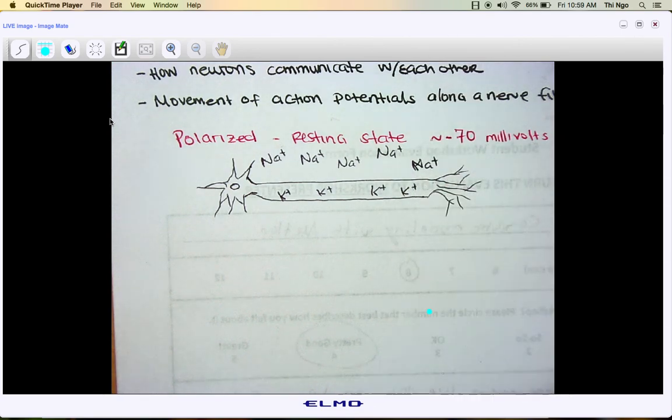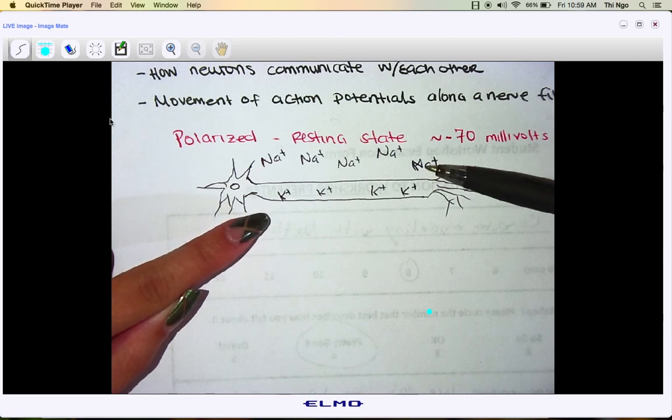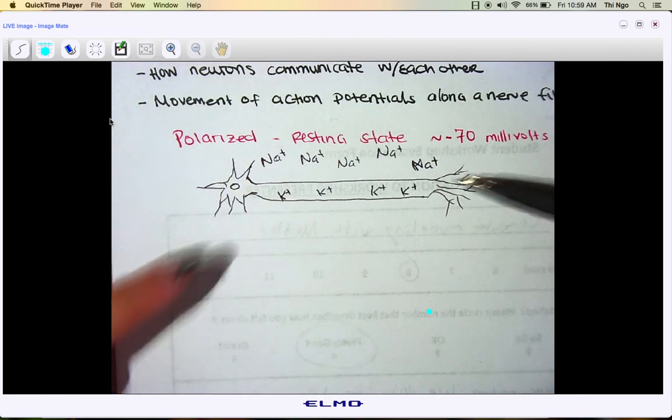So a neuron is a cell, and a cell has a cell membrane. Kind of like muscle. Remember how muscle had a cell membrane? What was the muscle cell membrane called? Sarcolemma. For a neuron, it's called the cell membrane.